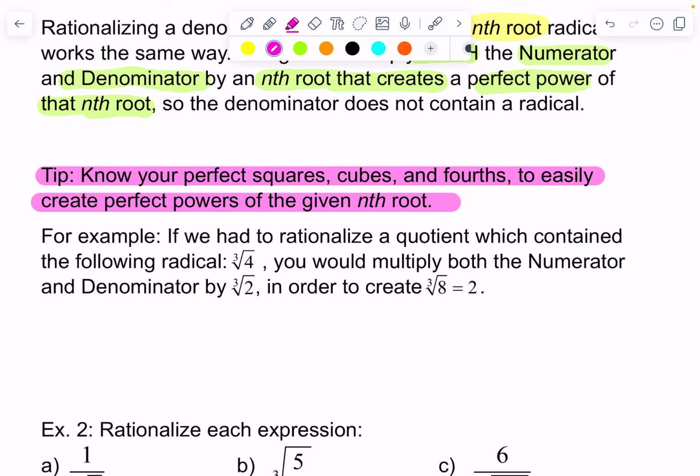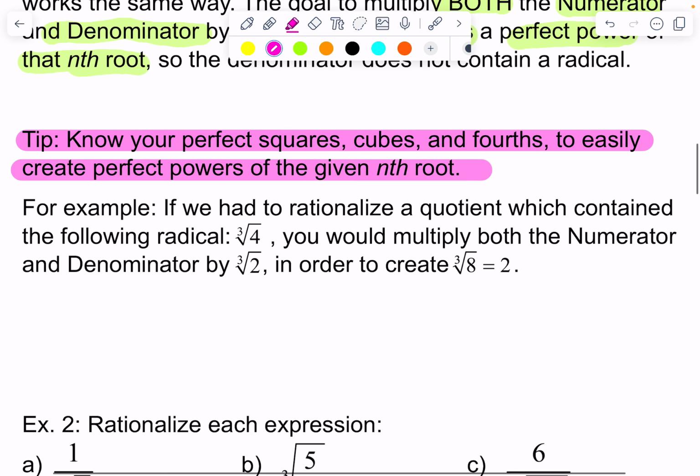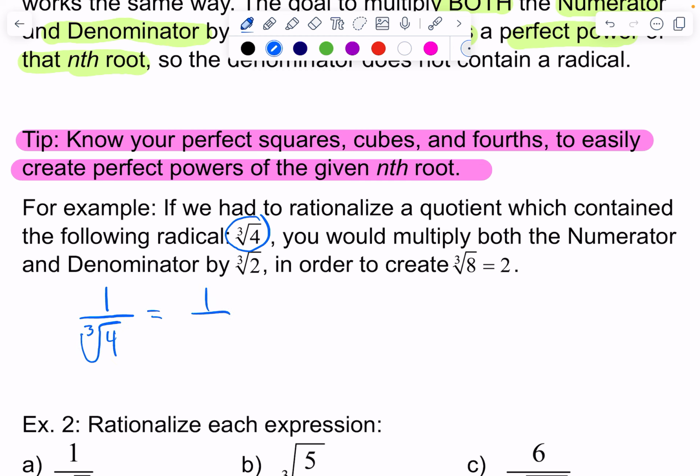For example, if we had to rationalize a quotient which contained a cube root of 4 in the denominator, we would multiply both the numerator and the denominator by a cube root of 2 and not 4. Why, Moro? Let's go ahead and show you why. The cube root of 4 really breaks down into the cube root of 2 times 2.